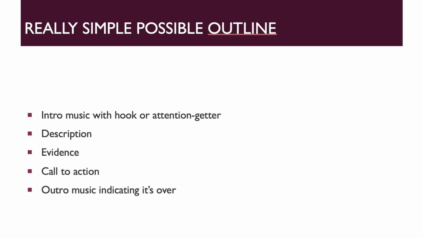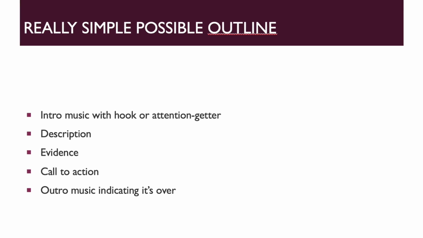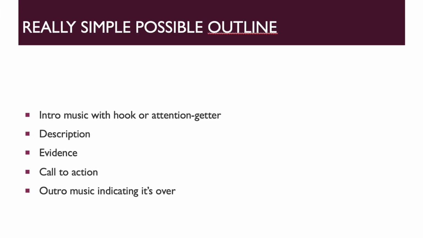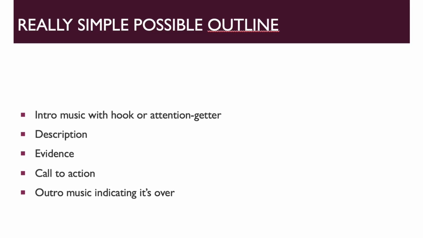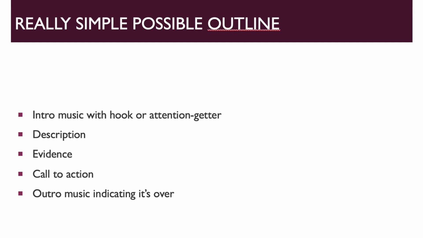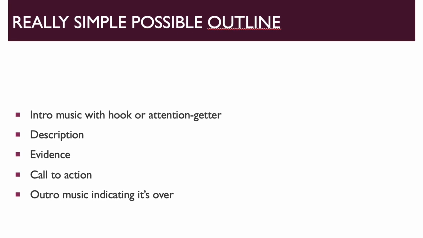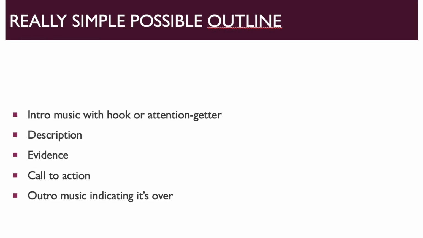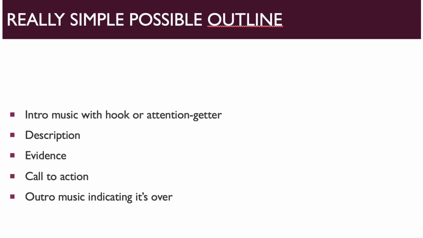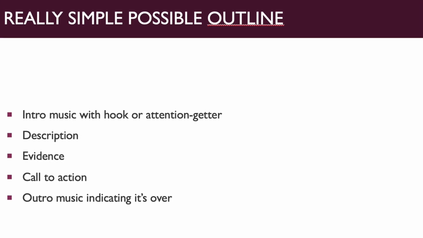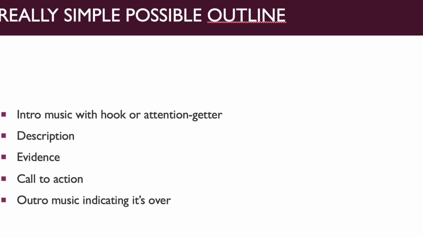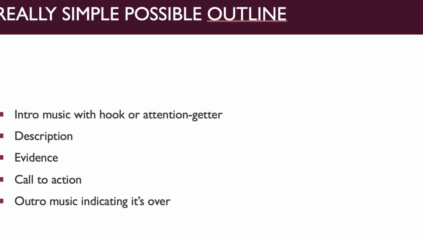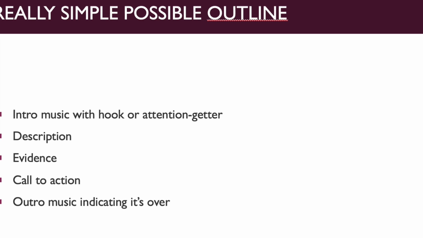I also offer you this really simple possible outline. You don't have to follow this, but you may find it helpful when you're designing this: an intro, description, evidence, and call to action as things to include, and then maybe some outro music or something that indicates that it's over. A couple other things to consider are the connotations of the words that you're using, if you're going to keep them positive, and also what items, what words, what language do you want to repeat. Language you really want your audience to remember.